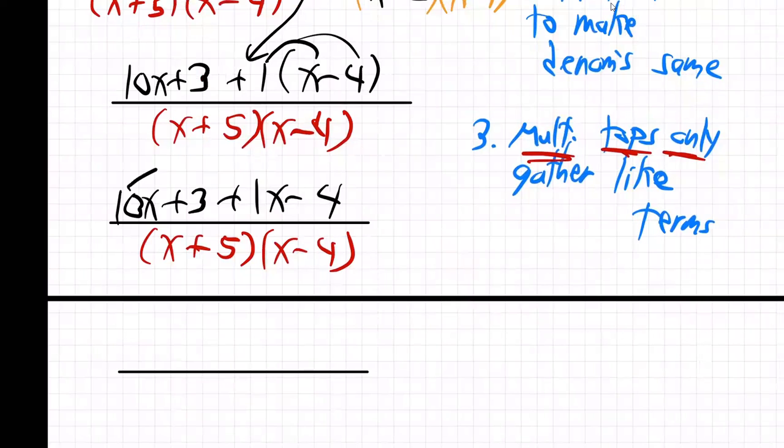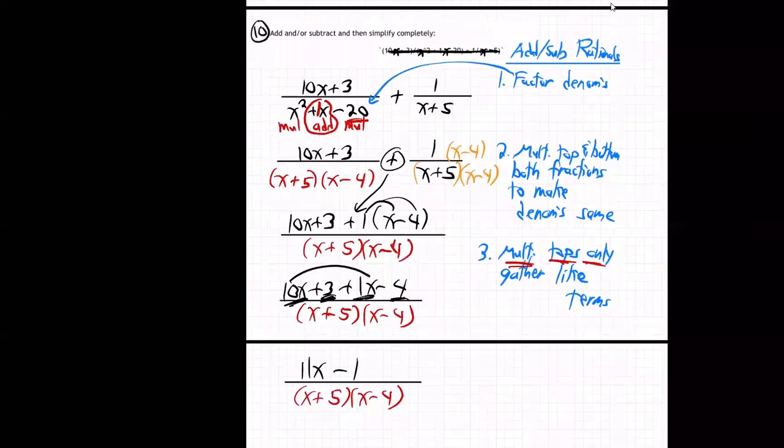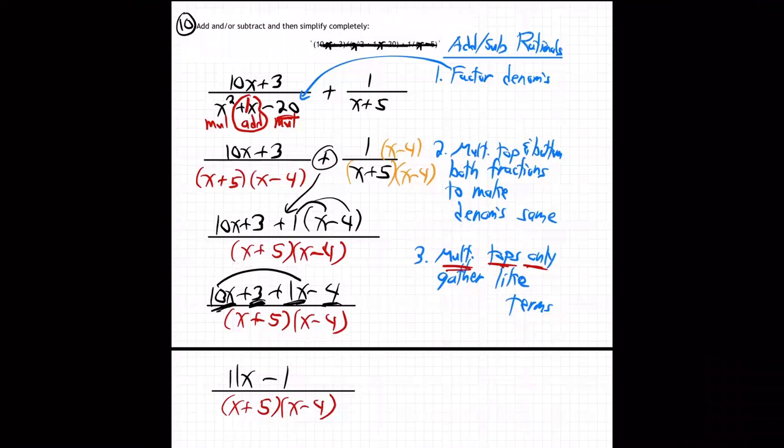So we have a 10x and 1x. It's 11x, plus 3 minus 4 is minus 1, over x plus 5, x minus 4. And that's it. We're done right there. We combined those two fractions into one fraction. There we go.